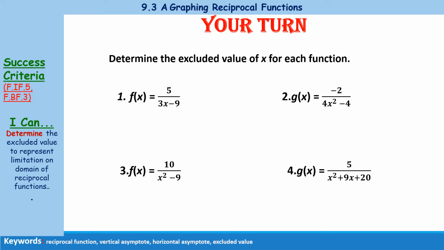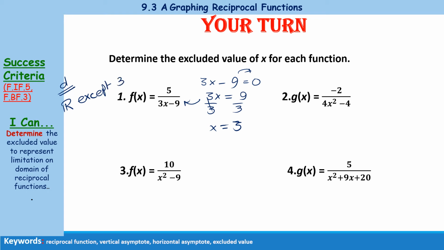Here are more examples of how you can find the excluded values in these cases. The first thing is we have to focus on the denominator and try to solve for x. So 3x minus 9, make the equation equal to 0 and solve for x. Bring the 9 to the other side, so negative 9 goes on the other side, gives you positive 9. Divide both sides by 3 and you will get x equals 3. So 3 is your excluded value and you can write that the domain is all real numbers except 3.